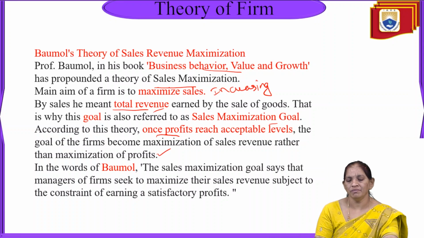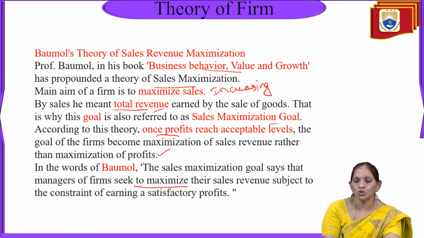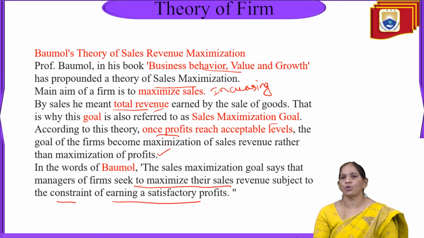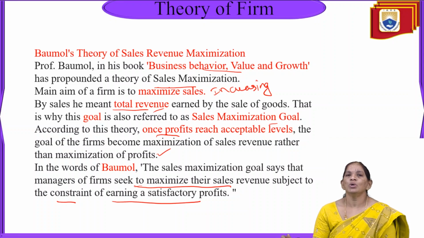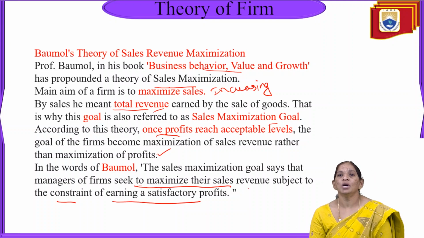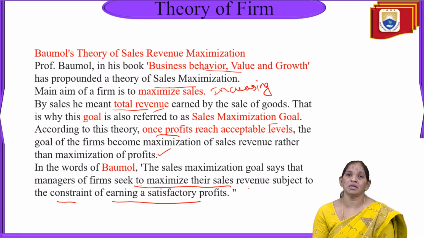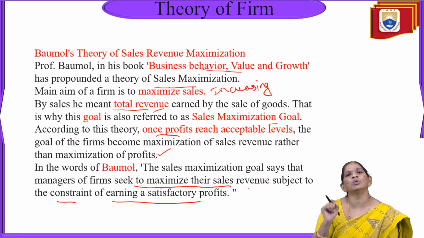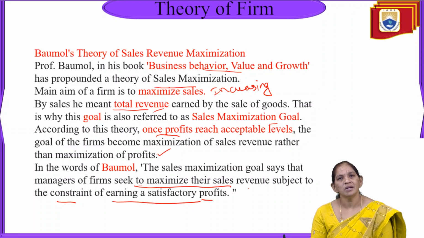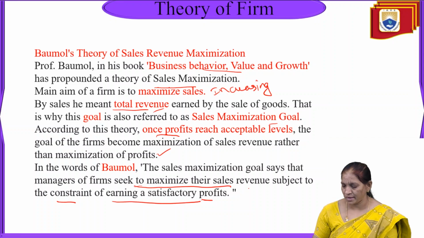In the words of Baumol, the sales maximization goal says that the managers of the firm seek to maximize their sales revenue subject to the constraint of earning satisfactory profits. Whatever he wants to imply is that we want to maximize sales by increasing revenue, but this increased revenue must be subject to the constraint of satisfactory profits. Increasing the sales does not mean we should sell the goods at a loss. There is one constraint: it should be satisfactory, with a little bit of profit, so the profit motive should also be given importance in sales maximization.